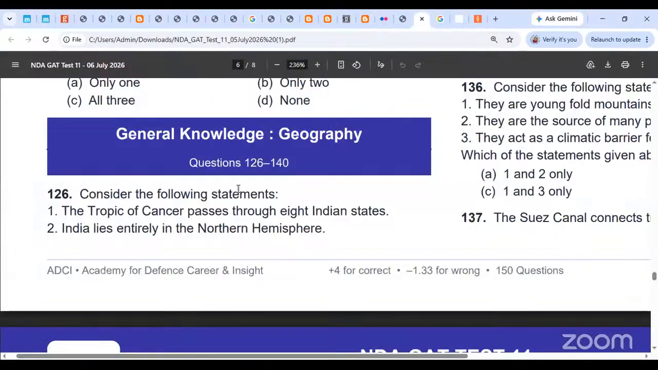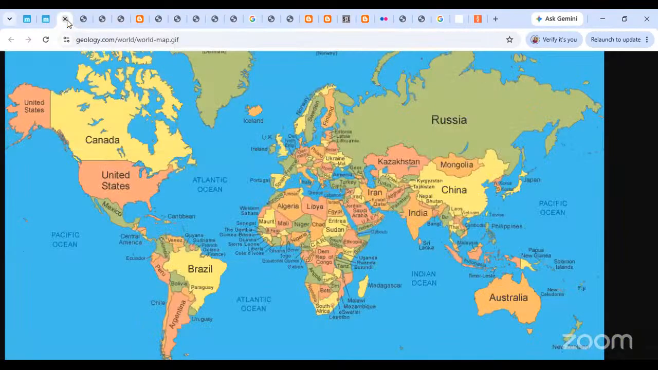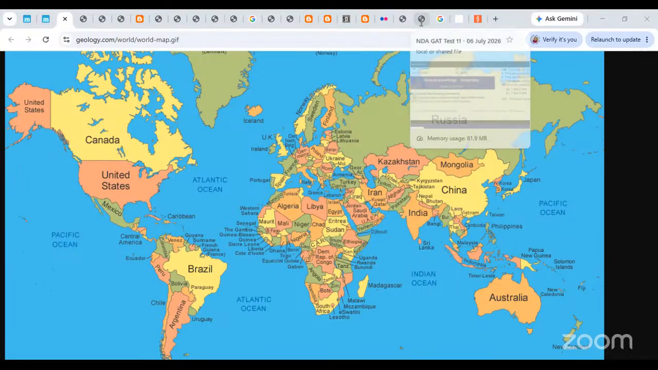So we go with the first statement being correct, that the Tropic of Cancer passes through 8 Indian states. And India lies entirely in the northern hemisphere. Of course, there is no part of India that lies in the southern hemisphere. We are saying this is the equator, this is where the equator passes from. So India lies completely in the northern hemisphere, and it does not lie in the southern hemisphere at all. So both statements are absolutely correct.